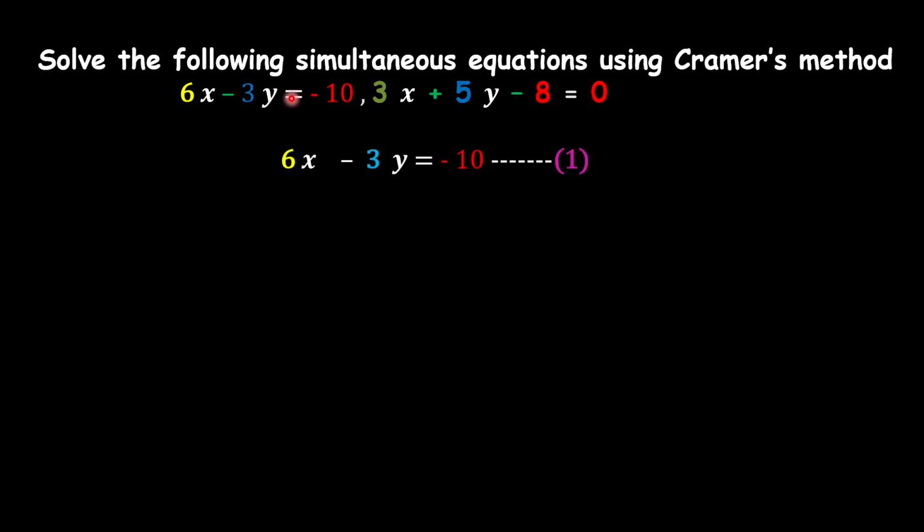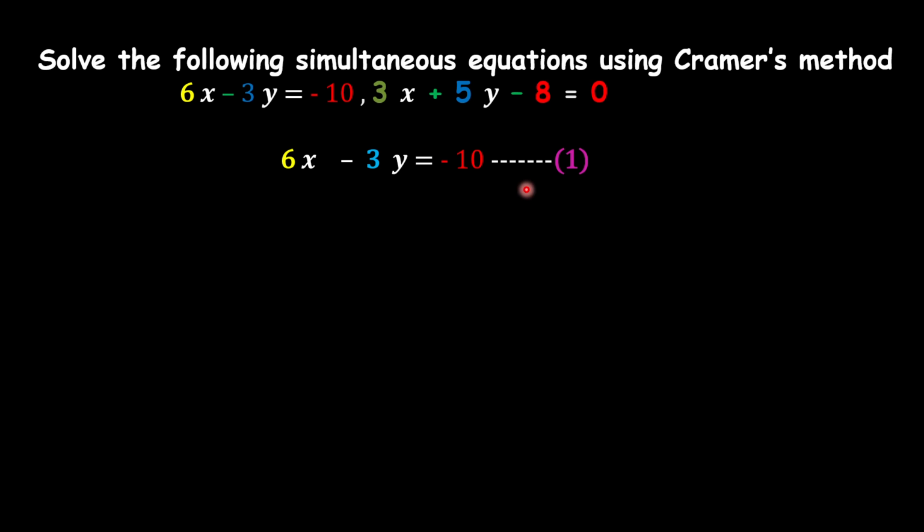Solve the following simultaneous equations using Cramer's rule. This is very important. The equations given are 6x minus 3y is equal to negative 10 and 3x plus 5y minus 8 is equal to 0. Which is the first step? First, write both equations in general form. Already the first equation is given in general form. Therefore 6x minus 3y is equal to minus 10. We write this as equation number 1.